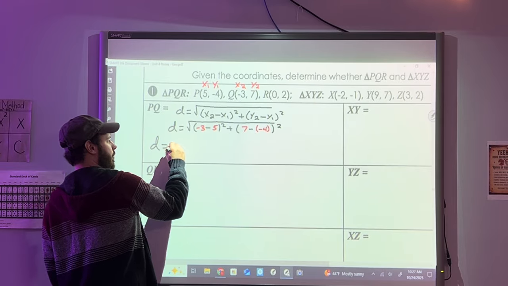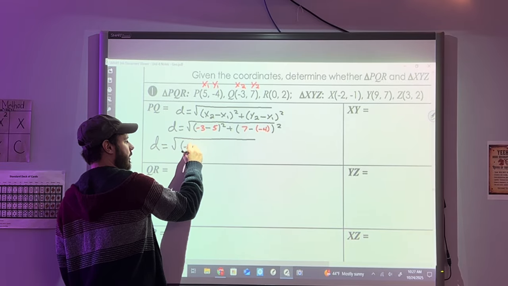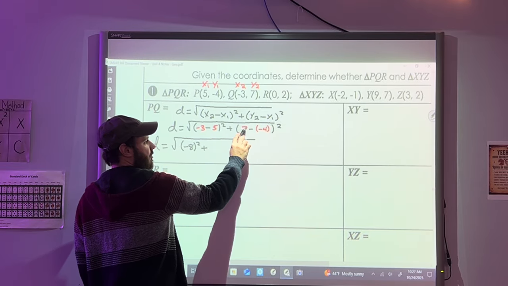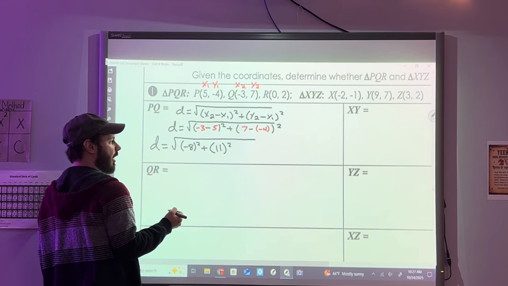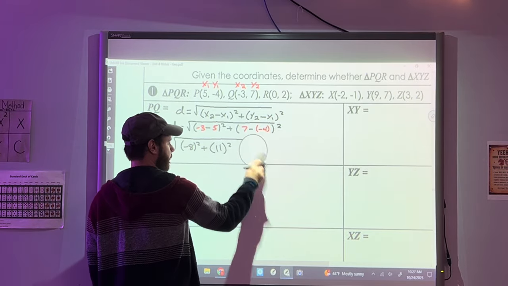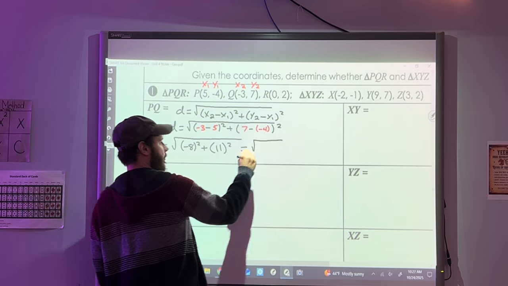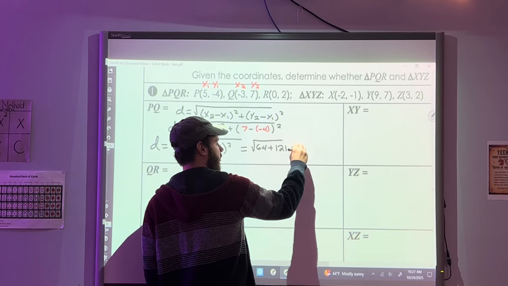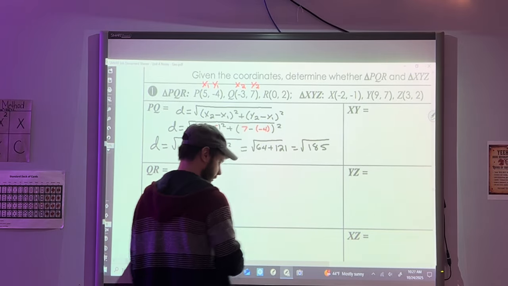Distance equals, all right, -3 minus 5 gives me -8. Minus a negative turns positive, so this is 7 plus 4, which is 11. Anytime you square anything, it turns positive, anytime. So this is going to equal the square root of 8 times 8, which is 64, plus 11 times 11, which is 121, which is going to equal 185. Keep it in a box, that's the answer.